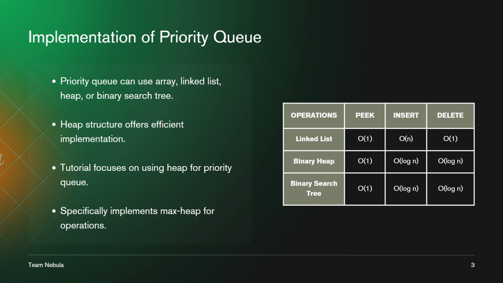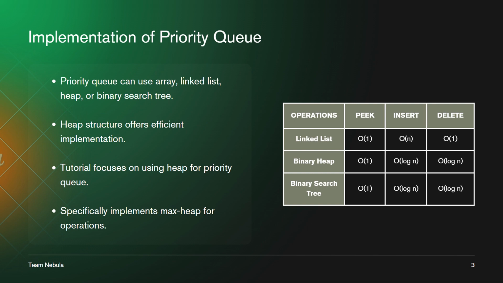For the linked list, the peek operation has a time complexity of O(1), as it simply retrieves the value of the head node. The insert operation has a time complexity of O(n), as it may require traversing the entire list to find the appropriate position for insertion. The delete operation has a time complexity of O(1), as it involves removing a node from a known position.